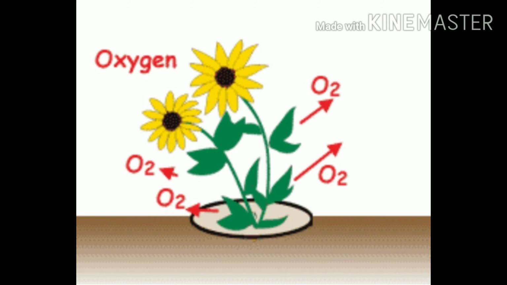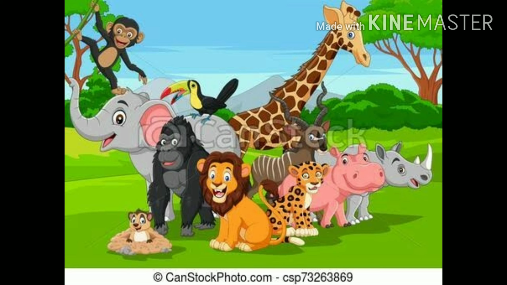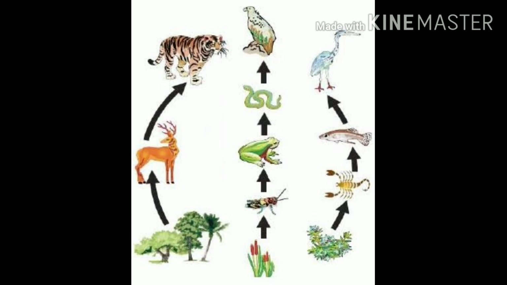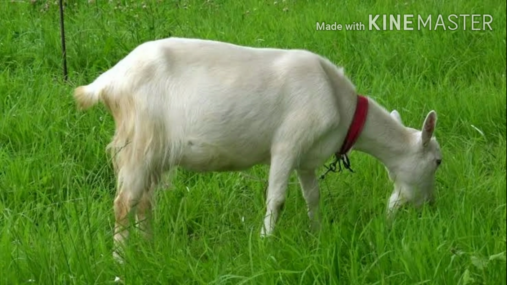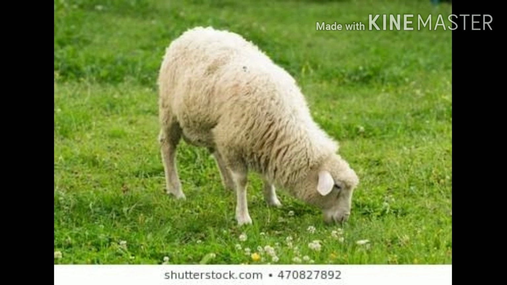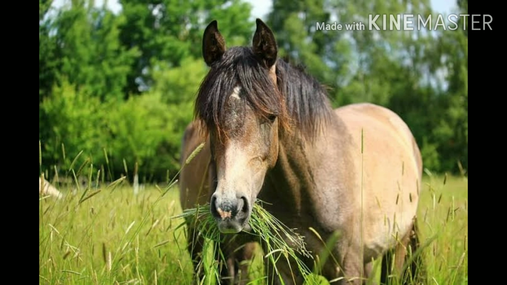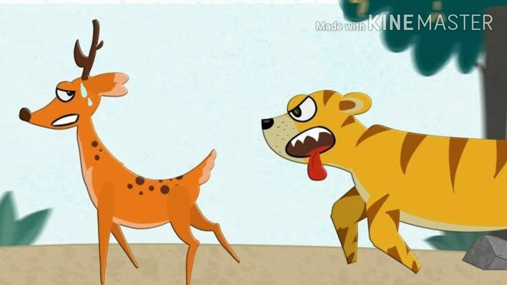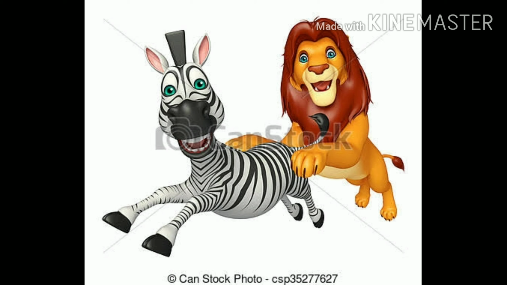Now, can you tell me that like plants, animals are also able to prepare their own food? Can they prepare their own food? No, they cannot prepare their own food. They depend on plants and other organisms for the food. We have seen in our surroundings goat, sheep, horse eat grasses, while wild animals like tigers and lions meet their need for food by hunting other animals.